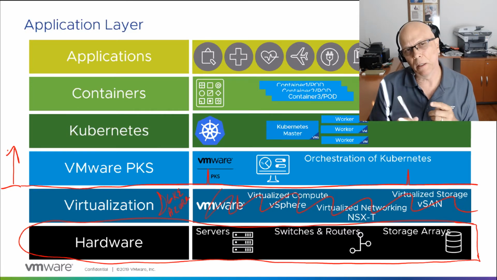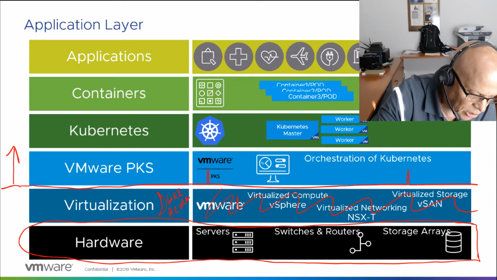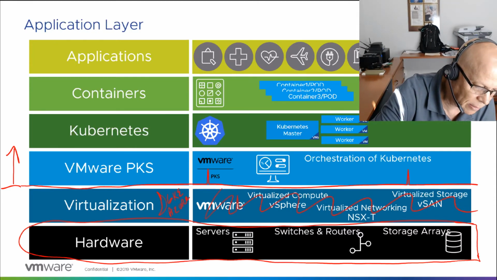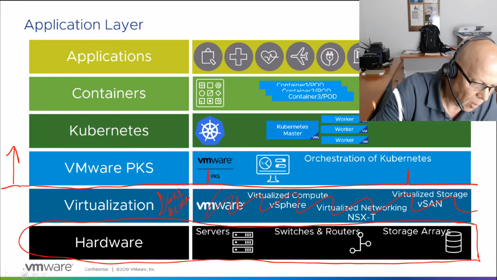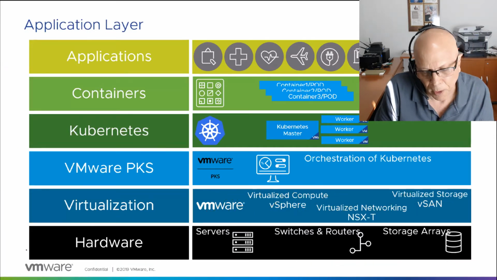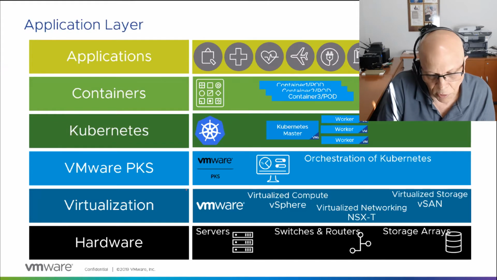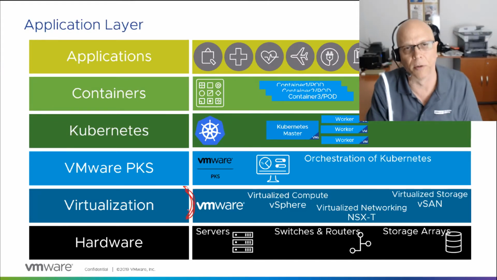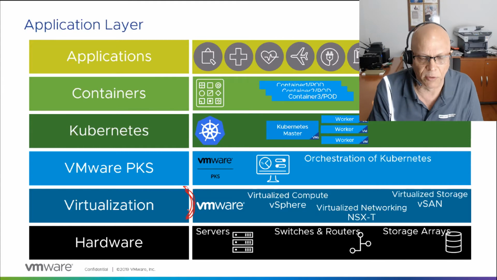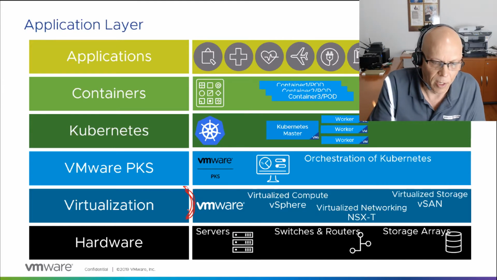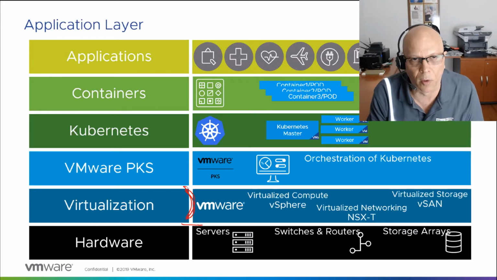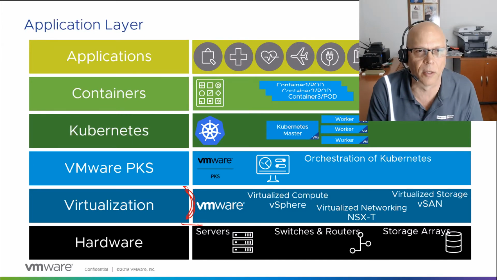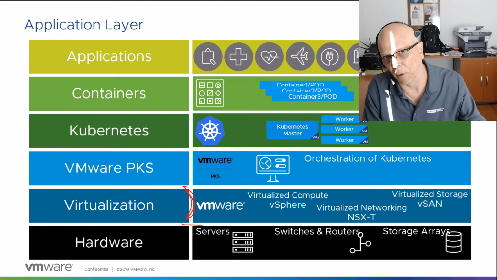If you're using the VMC on AWS solution, then it does stay consistent. When you look at using VMC on AWS, your virtualization layer here stays as vSphere, and the only difference is that your hardware, where you're physically running it, converts into an AWS region.